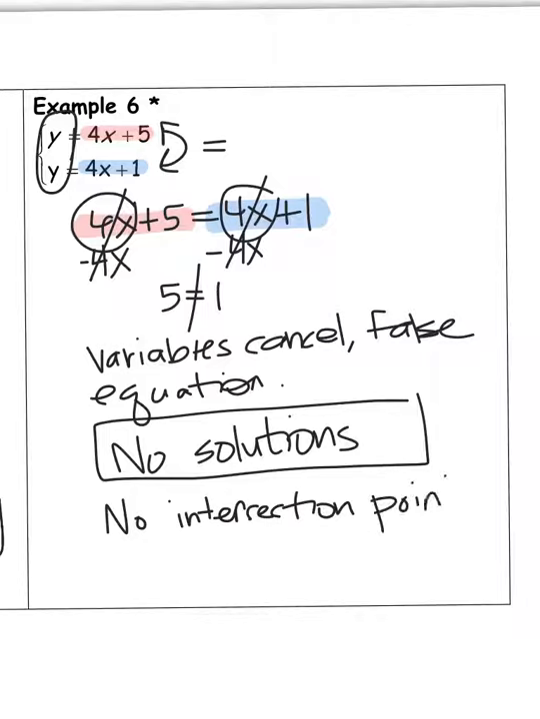So previous answers had an actual location. These ones have no intersection points. If you want to think beyond what we just did, if you were to graph these, what kind of lines have no intersection points? These lines would be parallel.